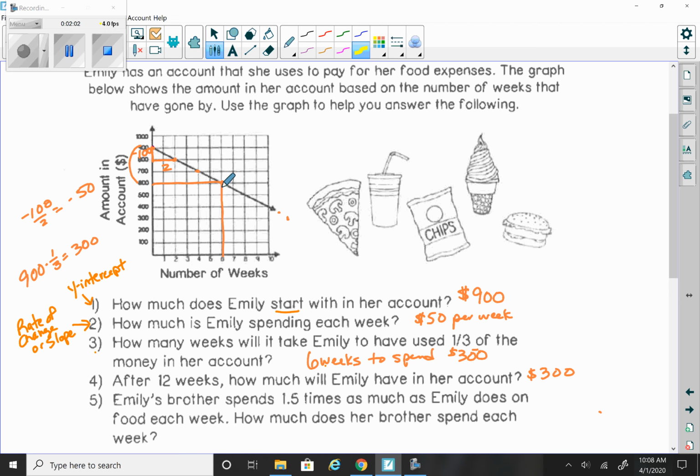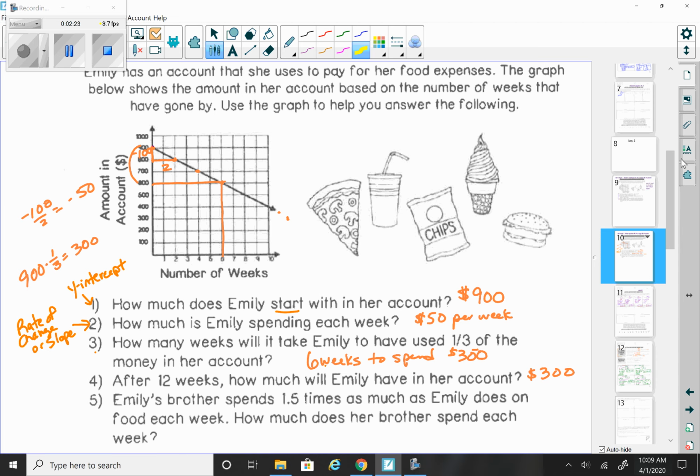And then number 4, after 12 weeks, how much will she have in her account? Again, you can see that it keeps going down by 50 each time. Right here, after 10 weeks, we're at 400. At 11 weeks, you'd be at 350, and then at 12 weeks, you'd be at 300. So she would have $300 left in her account after 12 weeks. So a quick review of our bell ringer.